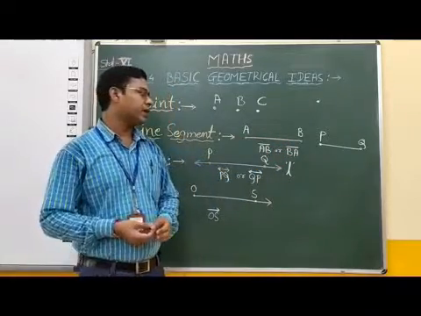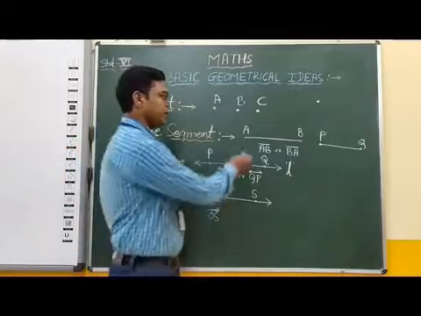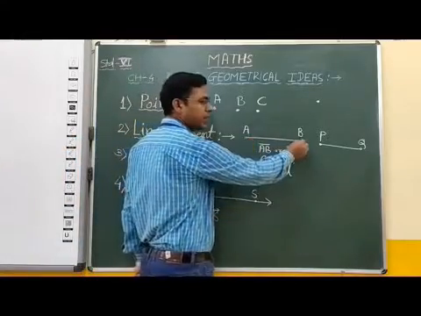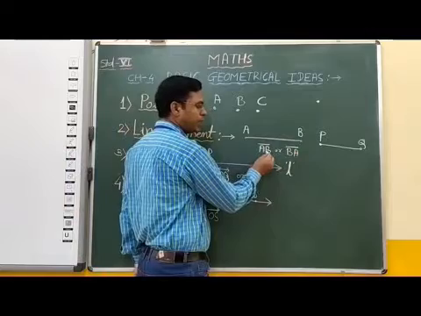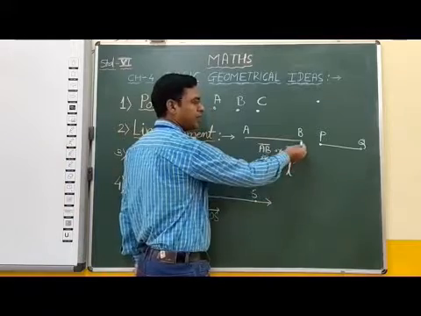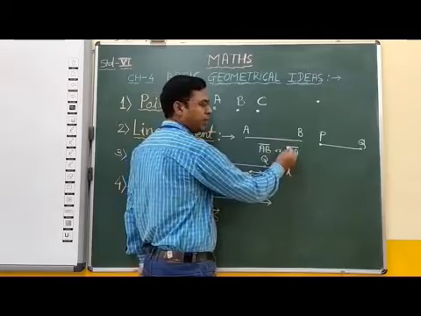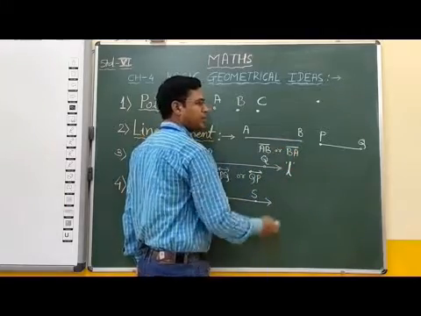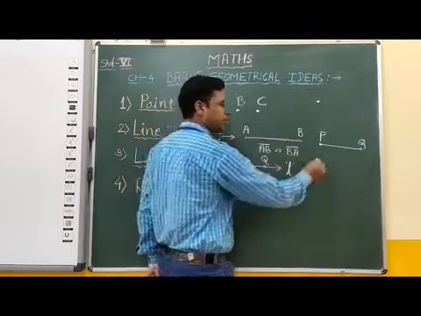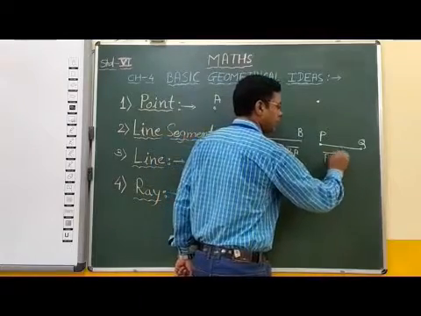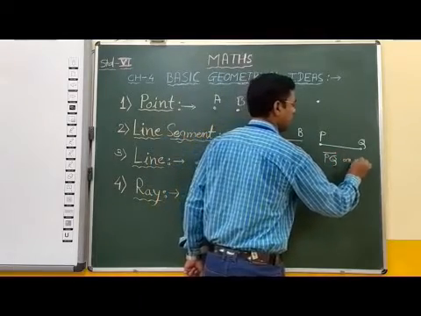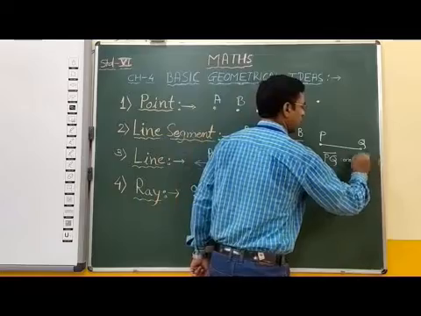Line segment AB is denoted by AB bar. If we take line segment BA, then it is denoted by BA bar. Both are the same. Here, PQ bar or QP bar.